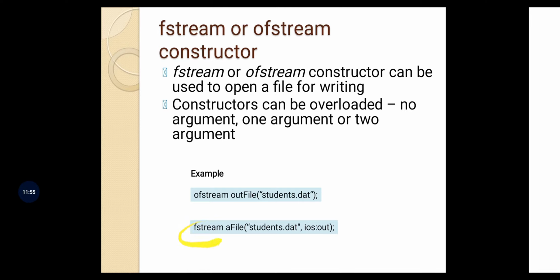Similarly, if you're using an fstream object, so you create an fstream object here. Since fstream has both the input and the output properties, that means both the read and the write properties for a file, you have to specify in the constructor the second argument, which is nothing but the out mode, that you're going to open this file for writing into a file, right? So it's very simple here. Like we use the open member function, you have one argument or two arguments. Similarly, you can have one argument or two arguments even in the constructor.